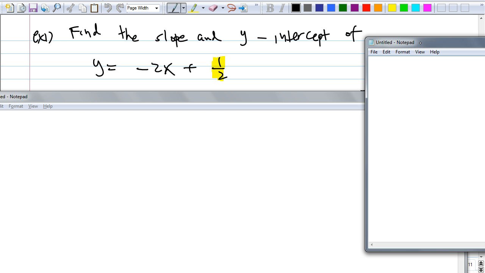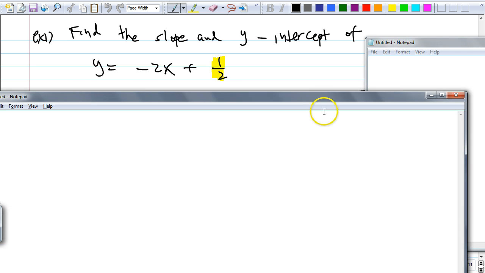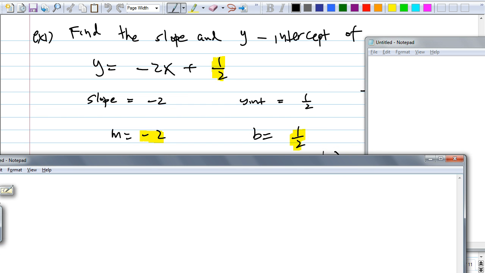So what's the answer? The slope is -2. Good. And the y-intercept is 1 over 2. Exactly. Any question? I could write slope equals -2, but I could just write m. M means slope, and b means the y-intercept. This is the kind of question that will be the easiest one you will see on your homework tonight. They give you a slope-intercept form, and they ask you for the slope and the y-intercept. Very simple, right?